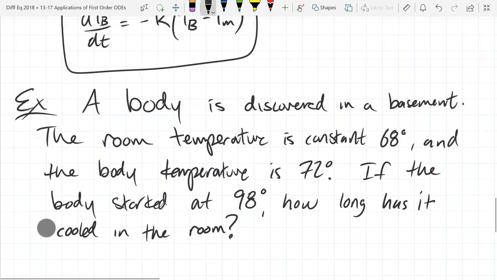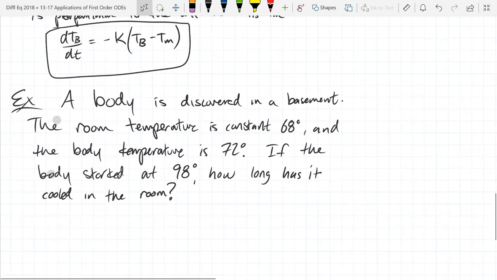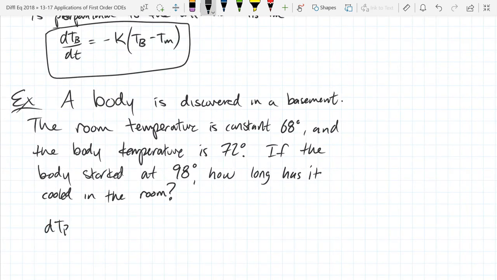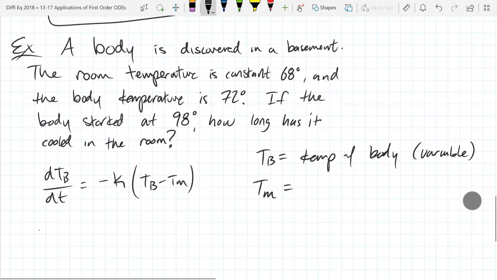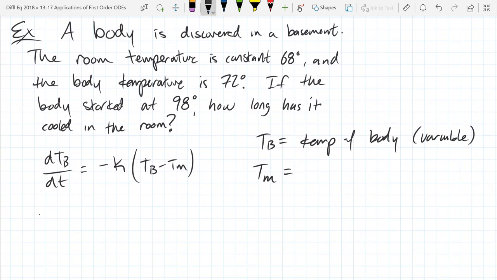All right, let's start out by writing our differential equation and what all these mean. So we got dTb divided by d little t equals negative k times (Tb minus Tm). So what does Tb stand for here? Temperature of the body, which is changing, or variable. What about Tm? What does that stand for? Yep, temperature of the medium, or room.